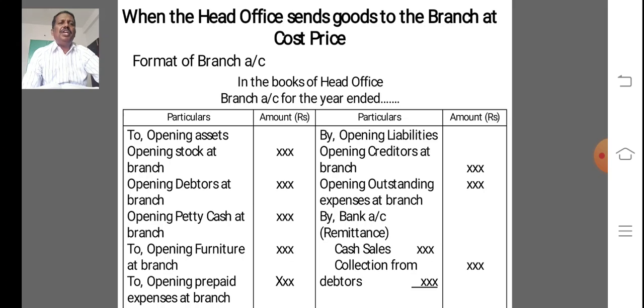Opposite, opening liabilities: opening creditors at branch, opening outstanding expenses at branch. So, with the value of the liabilities at the branch at the beginning of the accounting period, we are entering. And next, on the credit side, by bank account. So, the remittance made by the branch to the head office out of collections from debtors, cash sales and other receipts are entered on the credit side under the heading by bank account.